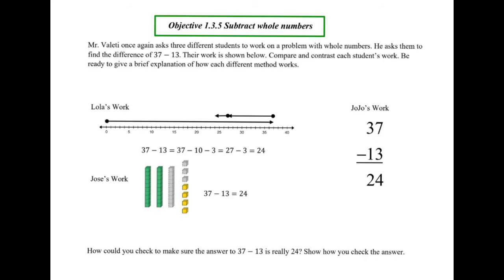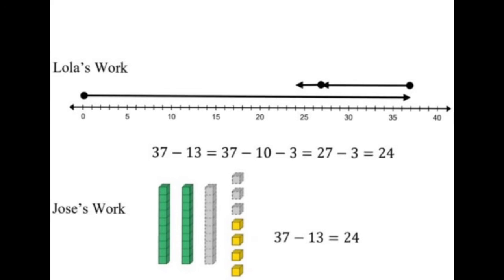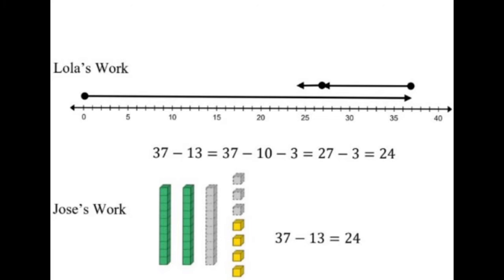Okay, I'm going to zoom in on Lola's work here so we can look at the number lines closer. And it looks like the 37 started at 0 and went all the way to 37. That's the bottom line. Now the top line we're going to subtract 13. So that's why we're going to the left, 13. We're going back the way that we came from, back towards 0.